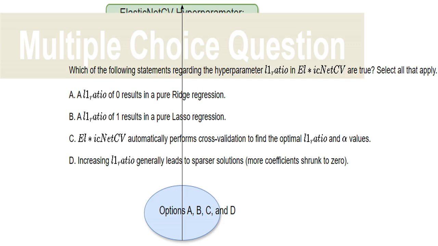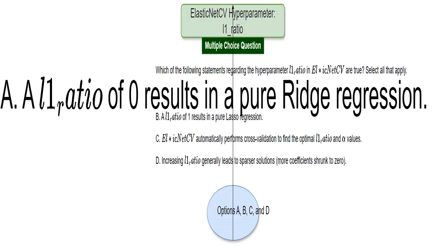I'm assessing your understanding of the L1_ratio hyperparameter within the ElasticNetCV model. This hyperparameter controls the balance between L1, lasso, and L2, ridge, regularization in the model. We'll examine several statements about its behavior. This statement is correct. When L1_ratio is 0, only L2 regularization is applied, resulting in a pure ridge regression. Think of it as only using the ridge penalty.